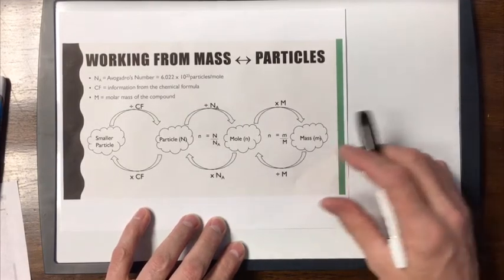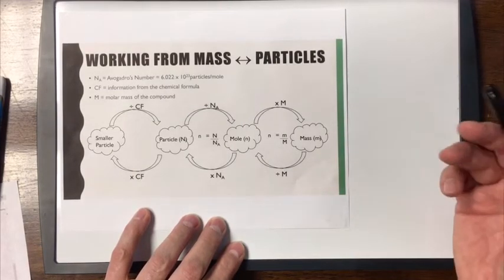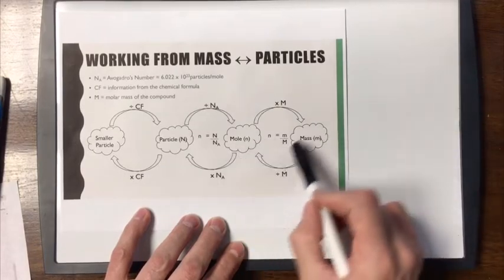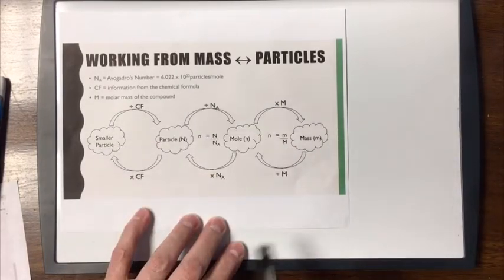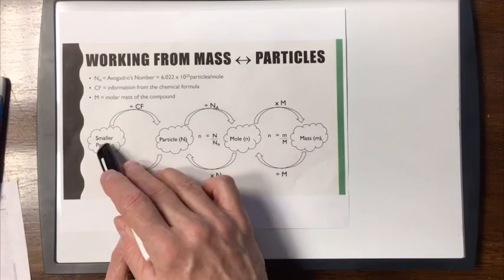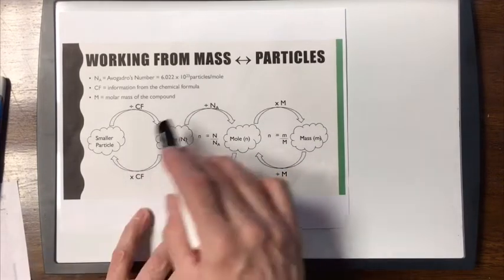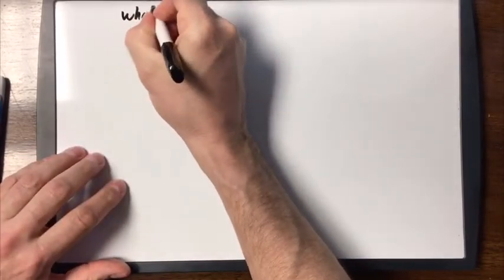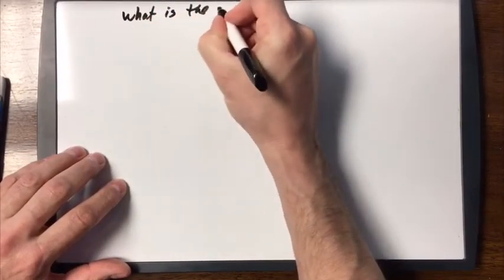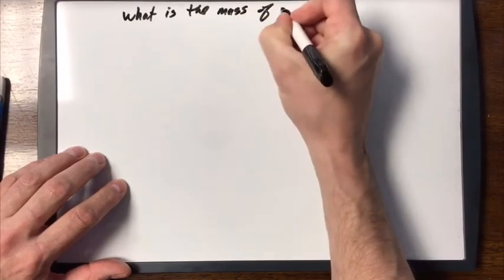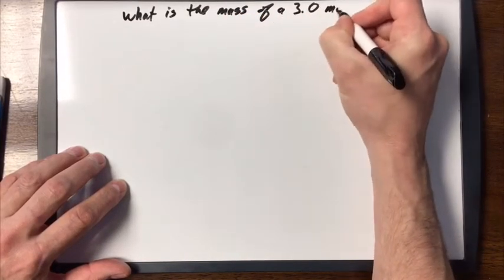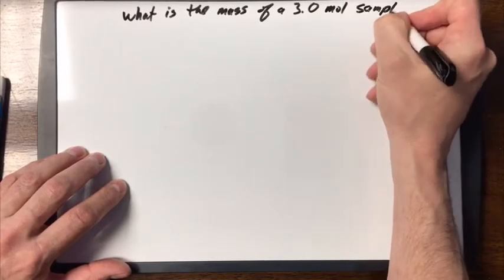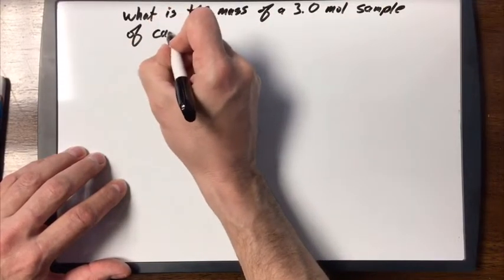So I'm going to do a couple of examples to show you these calculations. Once we then understand this, it can link to everything that we've done prior. If I give you the mass, we then should be able to go to the smaller particles, and if I give you smaller particles, we should be able to go all the way up to mass as well. So the first question is, what is the mass of a 3.0 mole sample of carbon?